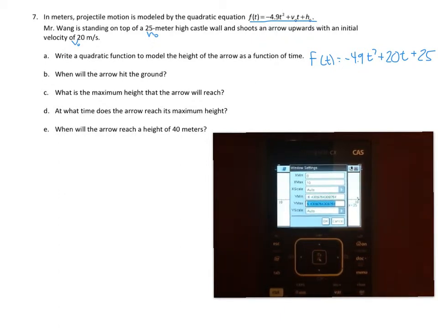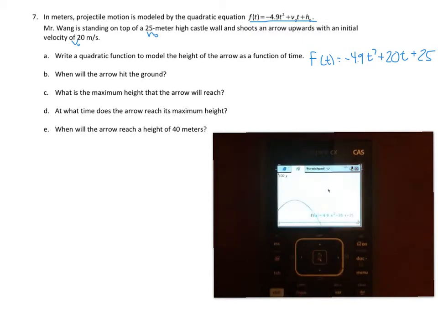And if Mr. Wong is shooting an arrow from 25 meters high, I at least need to be up that high, probably quite a bit higher than that. I don't know how high an arrow would go, but I could guess maybe 100 meters. And I see if I can see it. And that worked. I could see my whole parabola. I probably didn't need to quite go up to 100, but as long as I can see the top of the parabola, I'm good to go.